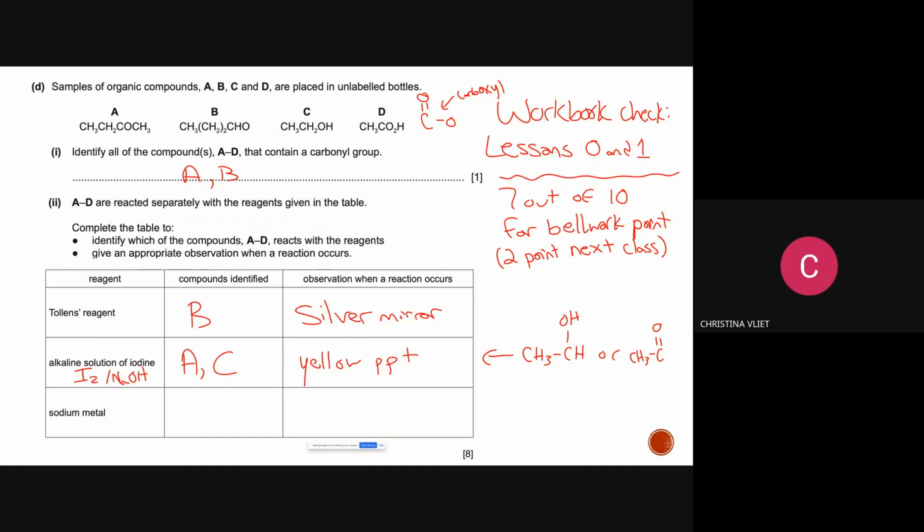And then finally, sodium metal reacts with carboxylic acids and alcohols. So C and D. And this is fizzing, bubbling, but I didn't see anybody write effervescence, which is Cambridge's. You did? You wrote effervescence? Okay. That's Cambridge's favorite one, effervescence. So fizzing, bubbling, or effervescence.